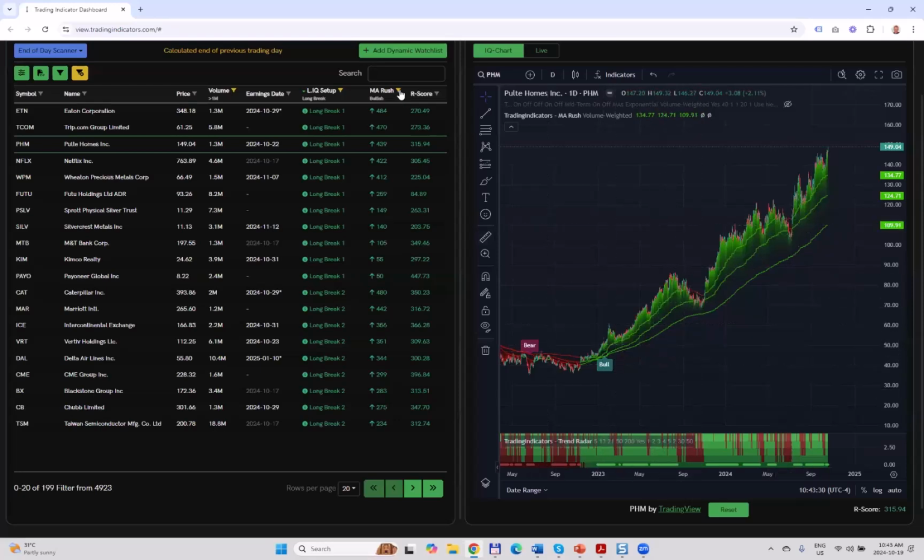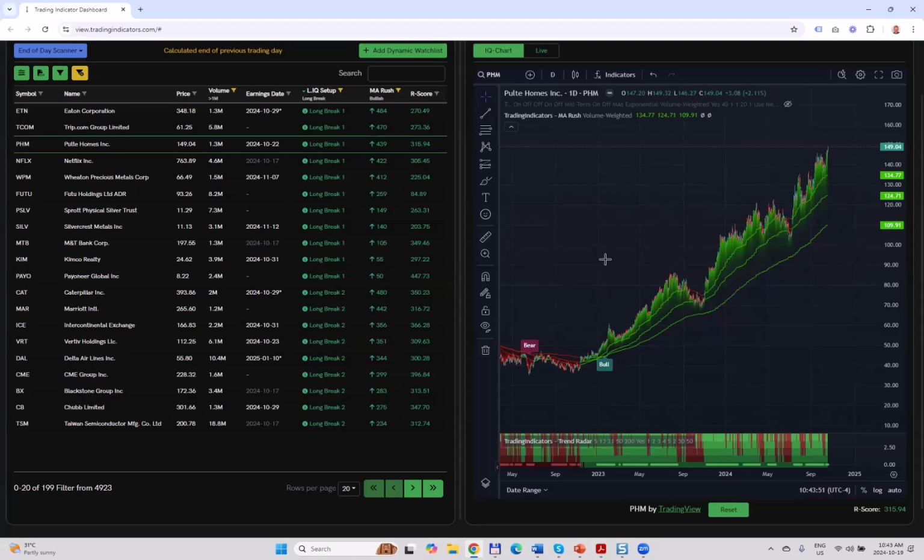So for example, here in our MA Rush column, we scanned to only find stocks which are currently bullish. So this is where the scanner comes in, because you can eliminate a whole bunch of stocks if you're only looking for bullish ones. So we can filter out all the bearish ones, for example. I hope this clarifies it a bit.